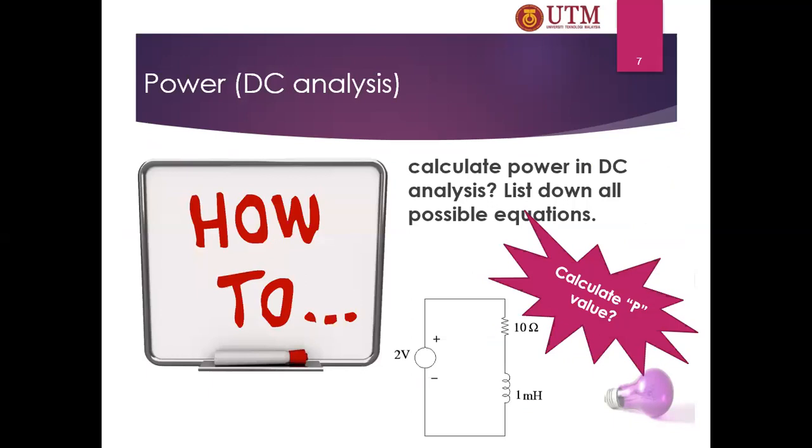Before we proceed, I would like you to think about this circuit. Based on what you studied in the previous course SEE 1023, can you calculate the power for this circuit that contains a DC voltage source, a 10 ohm resistor, and an inductor of 1 millihenry? I leave the solution to you, and we will discuss it in our class.